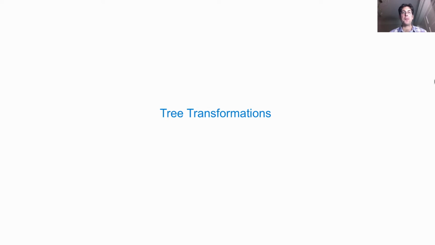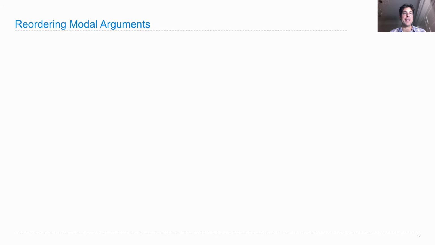Well, we've gone through all the trouble of building a syntactic parser. We might as well do something with it. And one fun thing that you can do with syntactic trees is perform tree transformations, so that you can do things that are sensitive to the structure of the sentence. So let's talk about reordering modal arguments. Why would we do that?